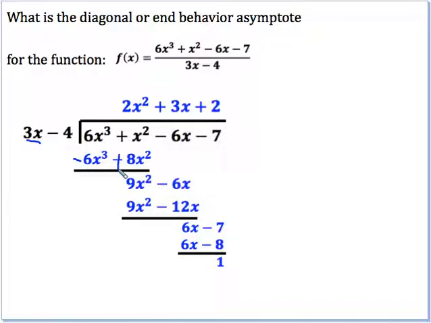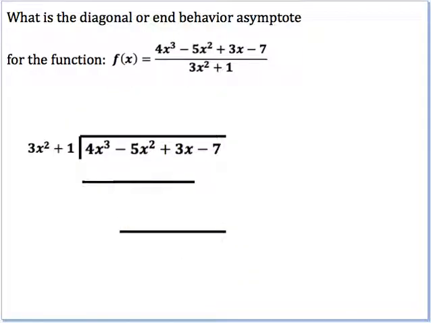I get 9x squared. And then I multiply by 3x. And then I get what's down here. And again, I'm subtracting, so my signs are changing. I get positive 6x. And let's see, I multiply by 2. And my remainder is down here. Remember, we don't care about the remainder. We just want what's up here. Okay? Hopefully, you remember how to do long division. If you don't, watch some videos.